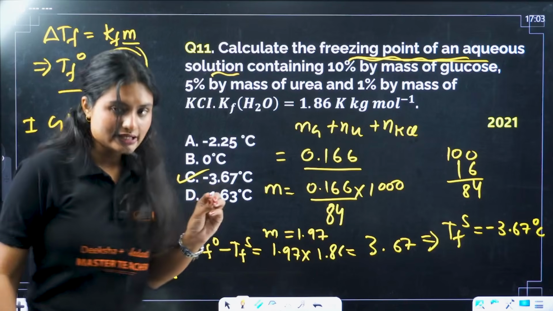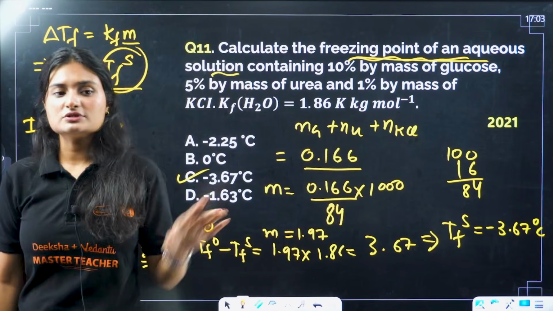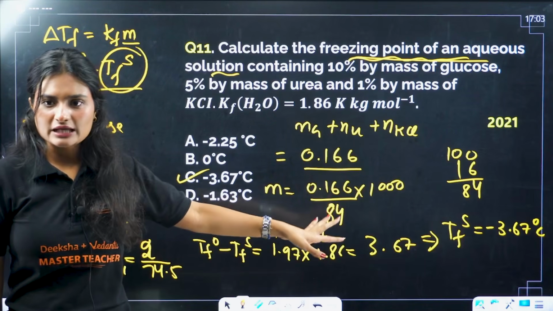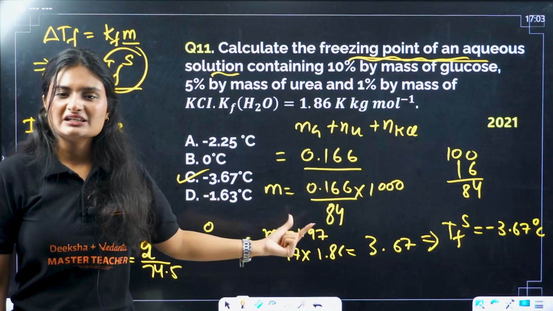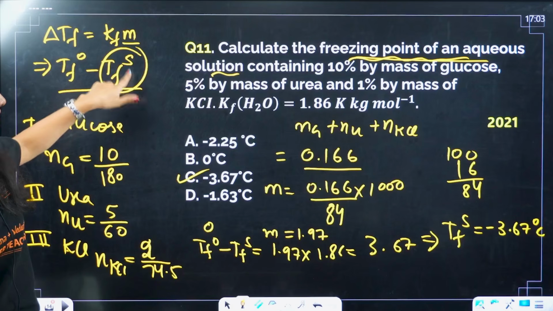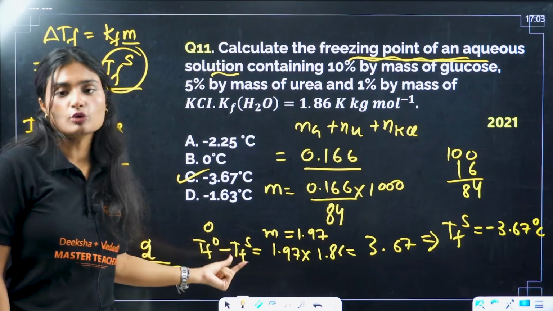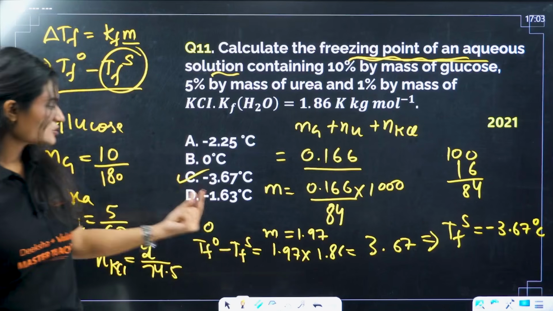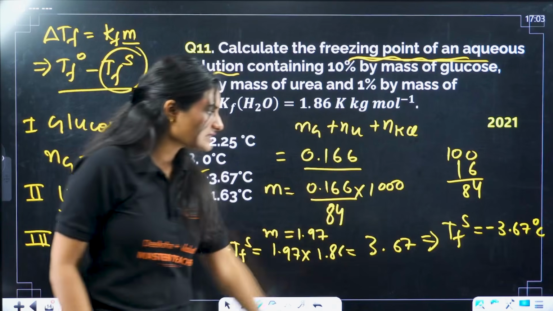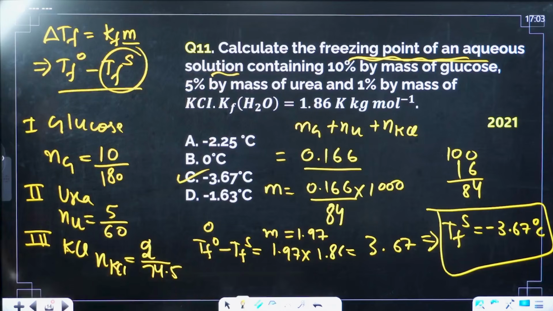The one little tricky part was that we are given 3 solutes. So we need to calculate the total number of moles, and by that you calculate the molality, the total number of moles dissolved in 1 kilogram of solvent. After putting the molality in this equation, molality times Kf, you get your depression in freezing point. We already know that for pure water the freezing point is 0 degrees Celsius, so for the solution it will be 0 minus 3.67, and that means the answer is minus 3.67. I hope it is going good for you.